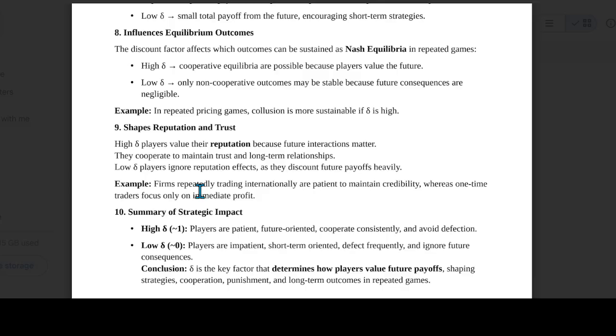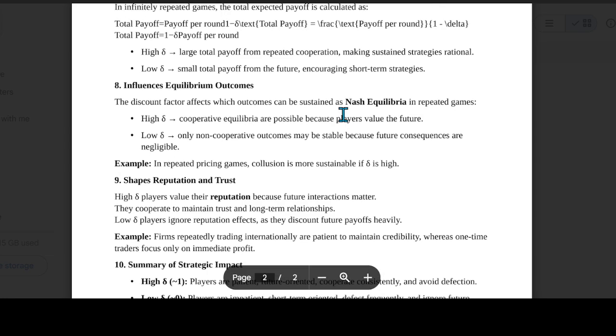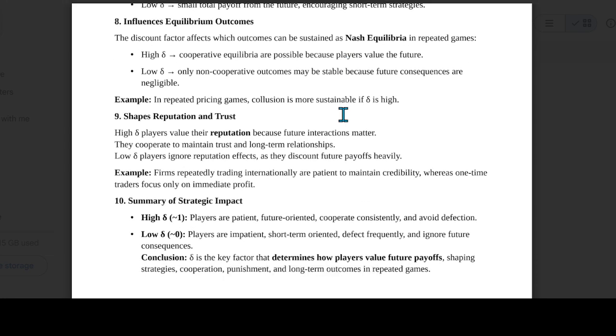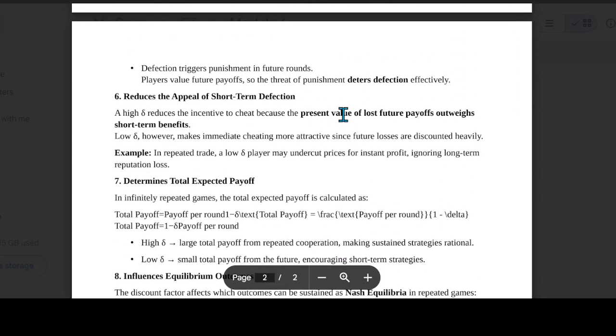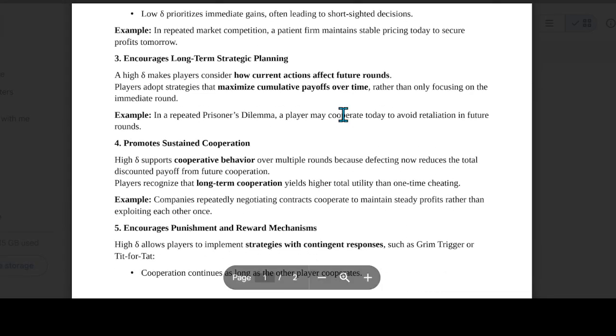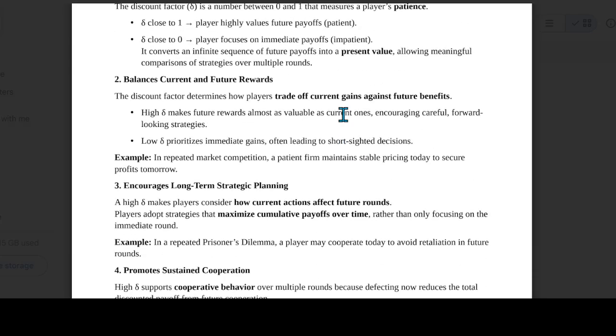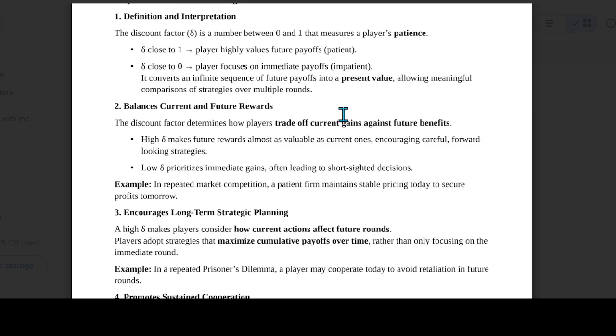It shapes reputation and trust. So these are the different significances of the discount factor. It shapes reputation and trust, influences equilibrium outcomes, determines total expected payoff, reduces the appeal of short-term defection, encourages punishment and reward mechanisms, promotes sustained cooperation, encourages long-term strategic planning, and balances current and future rewards. So basically, you have 9 points, or 8 points, and in each you have to explain the role of the high and low discount factor. Okay, so that will make your significance of the discount factor.